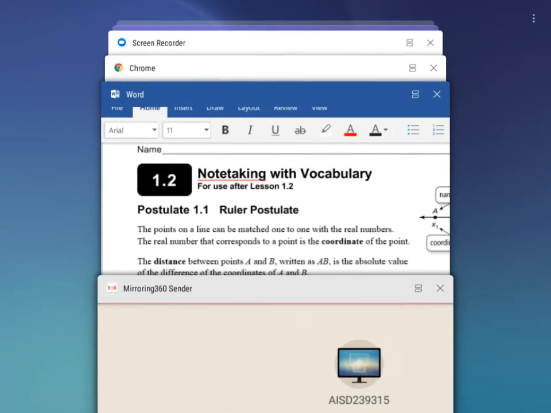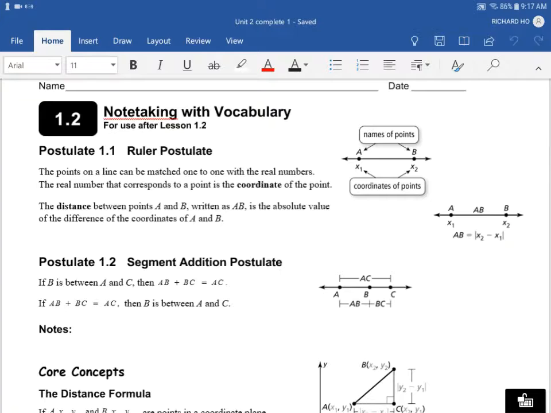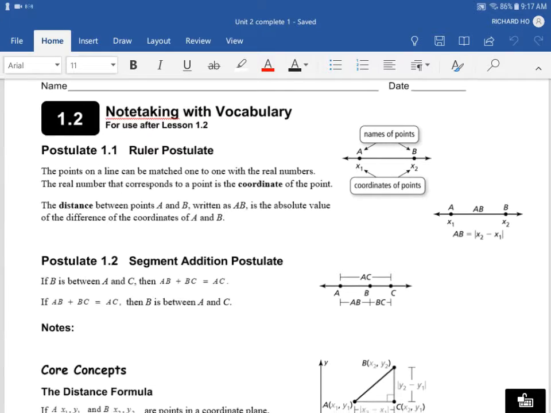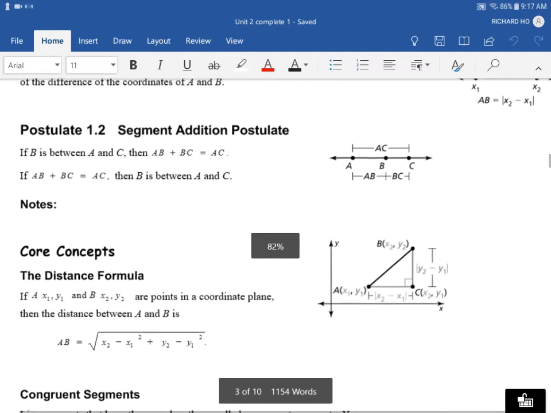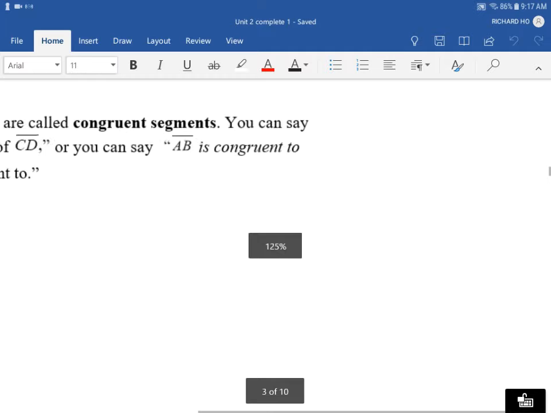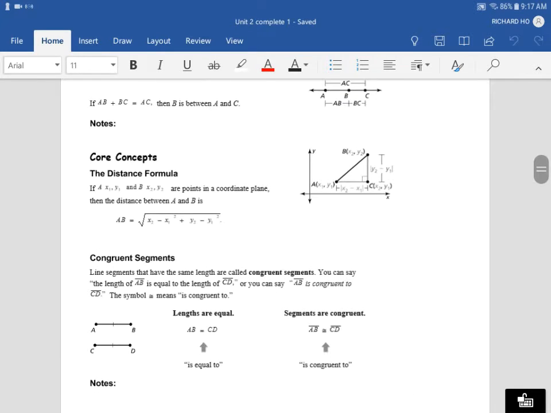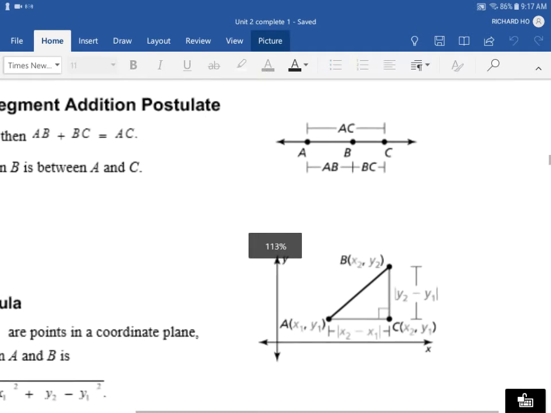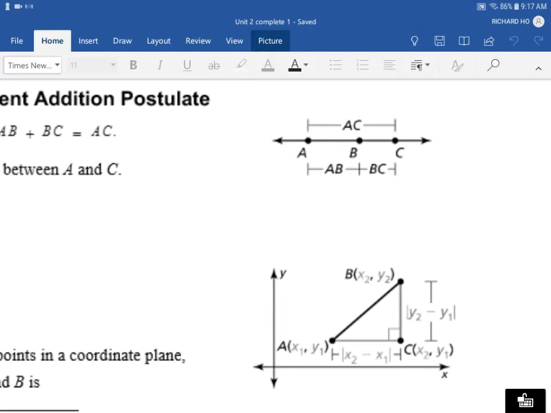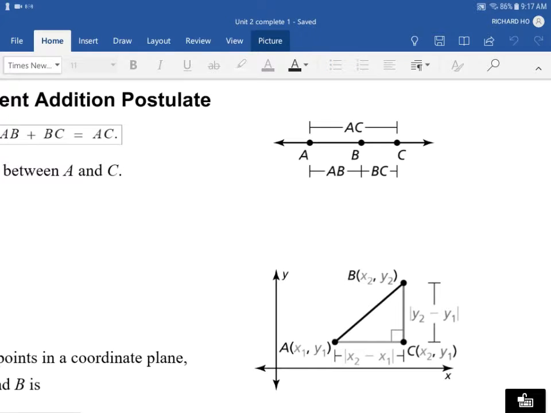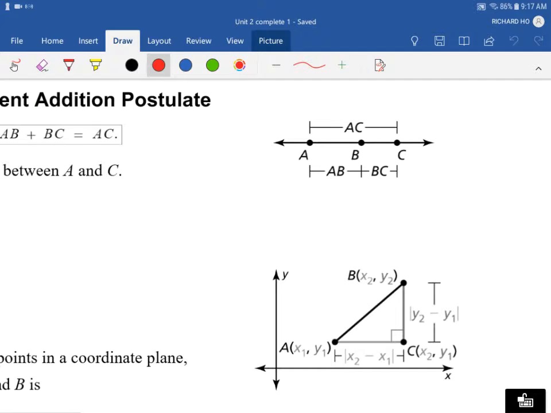Okay, so we're looking at 1.2, segment addition postulate. So the main thing we're looking at is this one right here, this segment addition. So when you have a line like this, there we go. There it is. Okay, so this is a line. The way we're going to look at this is we're going to set it up into three parts.